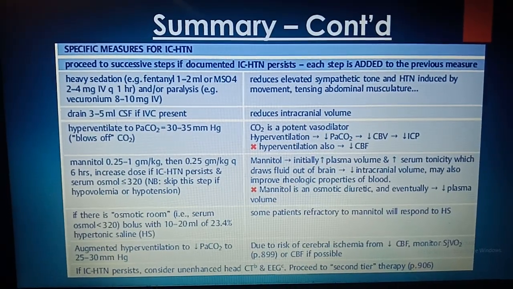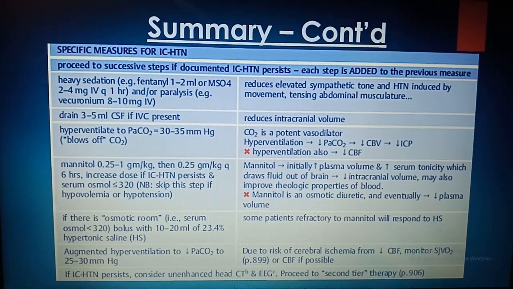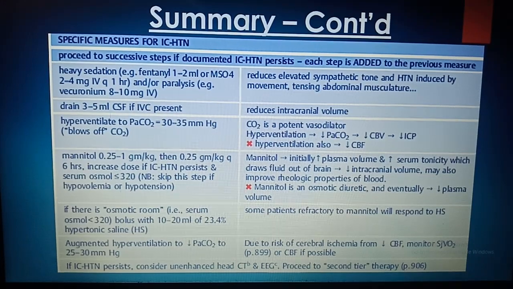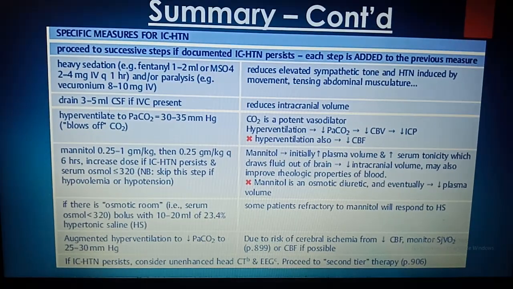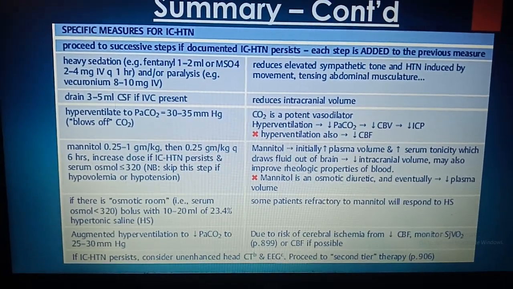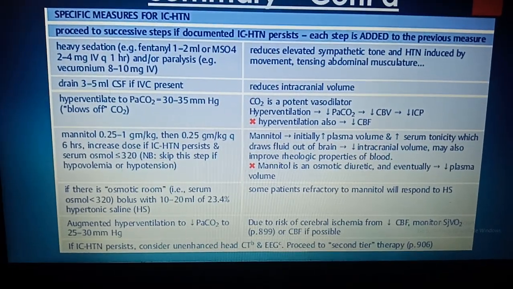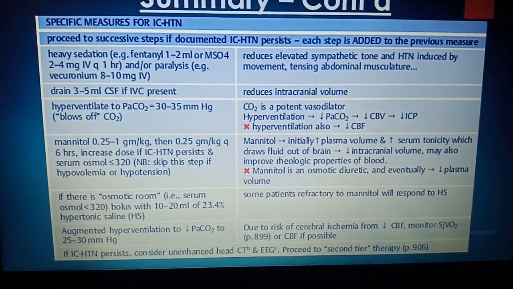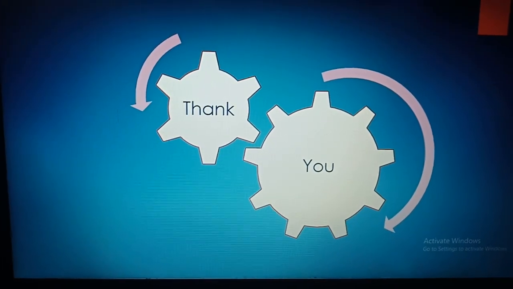The specific measures are for documented intracranial hypertension. Go for heavy sedation, drain 3 to 5 ml of CSF, hyperventilate to around 30 to 35 millimeter of mercury, give mannitol, and if there is osmotic room, then bolus with 10 to 20 ml of hypertonic saline. Augmented hyperventilation, and if intracranial hypertension persists, consider unenhanced head CT and EEG, and then go for second tier therapy.